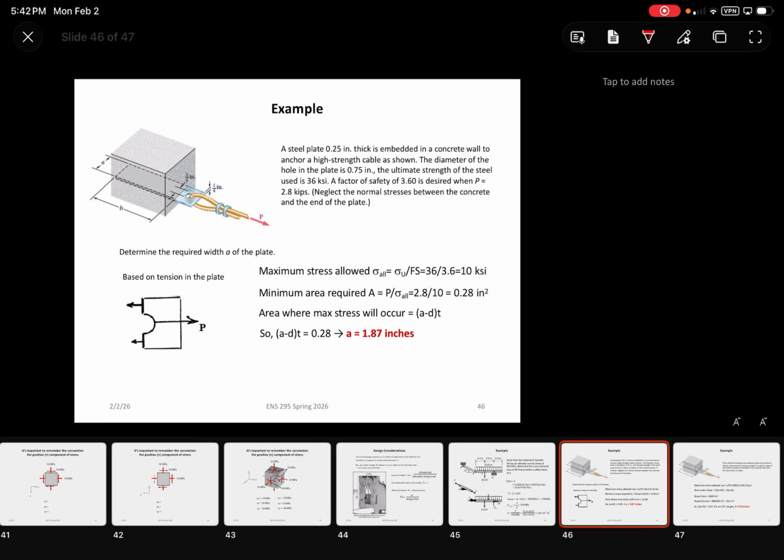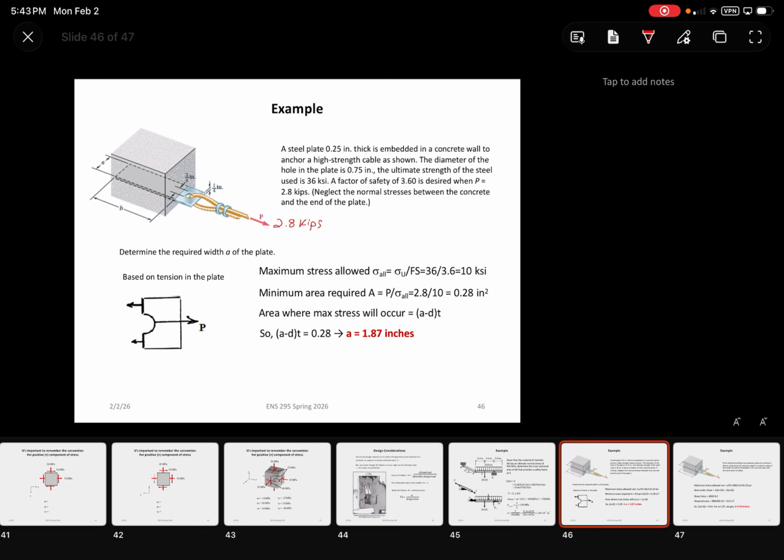We've got a steel plate. It's a 1/4 inch thick. It's embedded in a type of concrete. You actually see these a lot within a lot of hanging structures, especially. We have a plate. It's got a 3/4 inch hole located, and the ultimate strength of the steel used is 36 KSI. This is a type of A36 steel, I believe. Now, a factor of safety of 3.6 is desired when the force, which is this P right here, is specified at 2.8 kips.